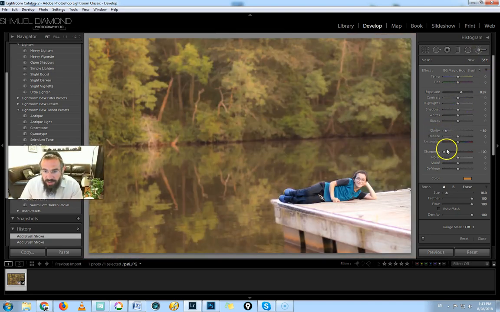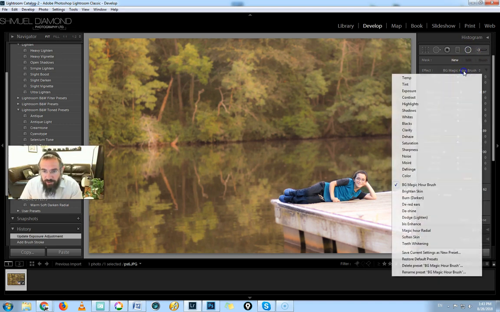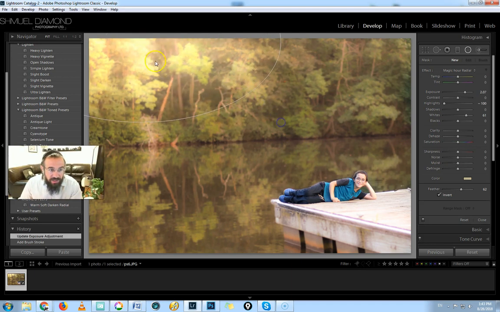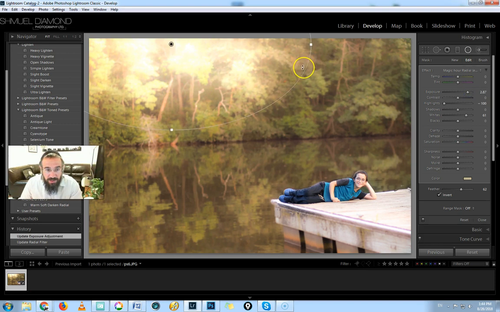Okay, now, if you look here, that was the clarity down, sharpness down, exposure was up a little bit. Now, this is the cool bit. We're going to put in this orb. I've created this already. I call it the Magic Hour Radial. It whacks the exposure up, the highlights down, the whites up. And then we're going to put this over here. We're going to create like the sun is streaming through. I'm actually going to put the exposure up a bit more. There we go. That's a little too big, I think.